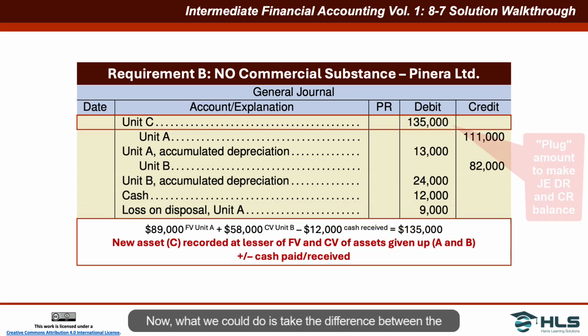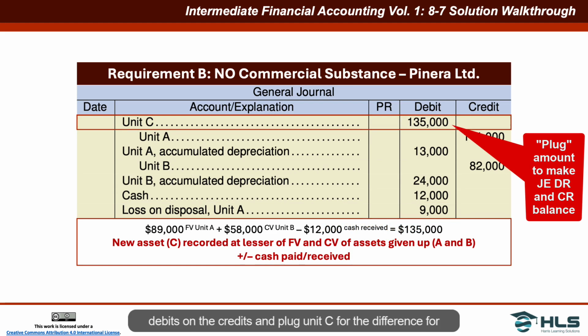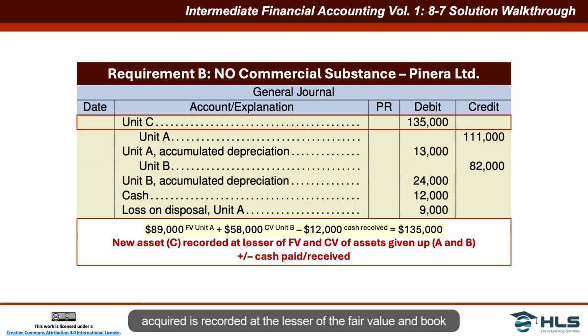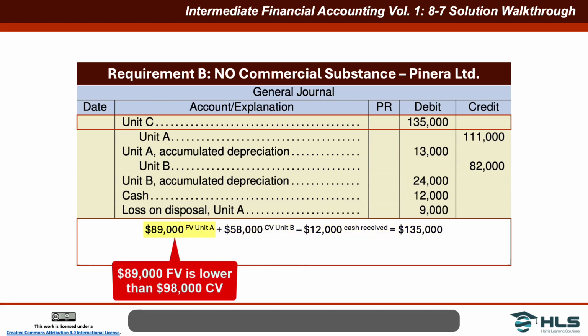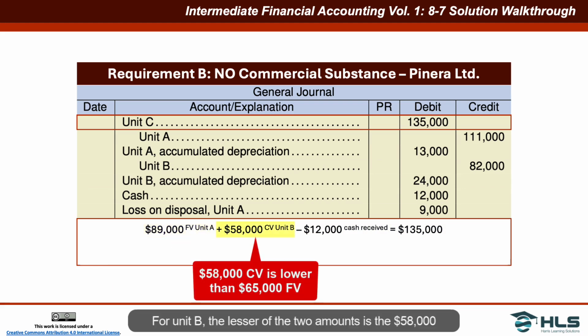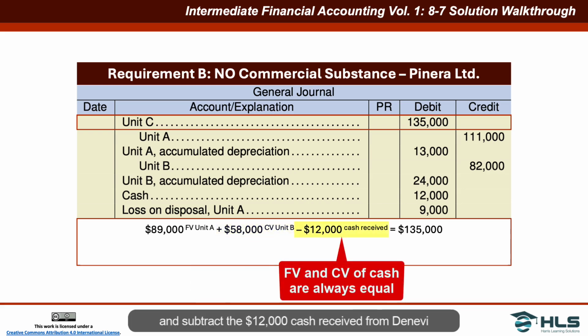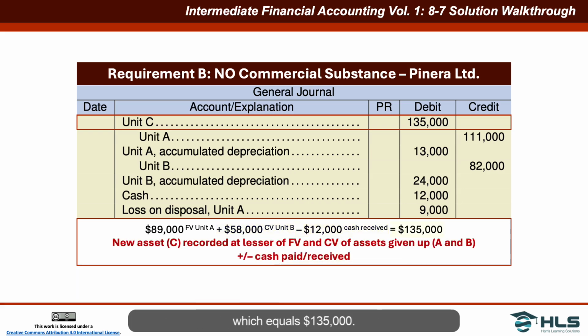Now, what we could do is take the difference between the debits and the credits and plug unit C for the difference for $135,000, which we can prove since the value of the asset acquired is recorded at the lesser of the fair value and book value of the assets given up, plus or minus any cash paid or received. So for unit A, the lesser of the two amounts is the $89,000 fair value. For unit B, the lesser of the two amounts is the $58,000 carrying value. And subtract the $12,000 cash received from Denevy, which equals $135,000.